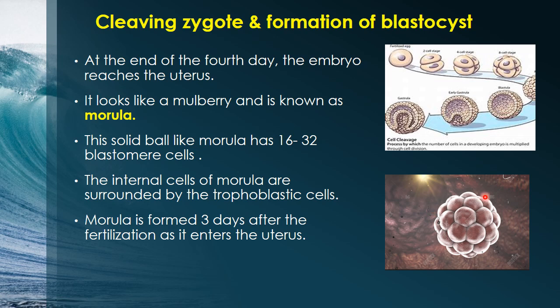You can see here that at the end of the fourth day, the morula embryo reaches the uterus. It looks like a mulberry, and it is known as the morula, with 16 to 32 blastomere cells, internally surrounded by trophoblastic cells. It is formed 3 days after fertilization, as it is entering towards the uterus.